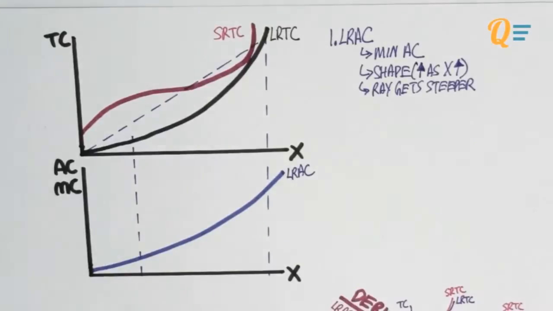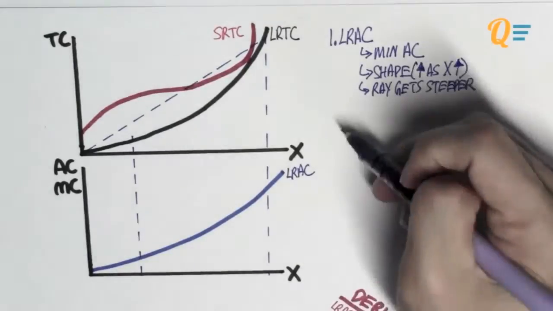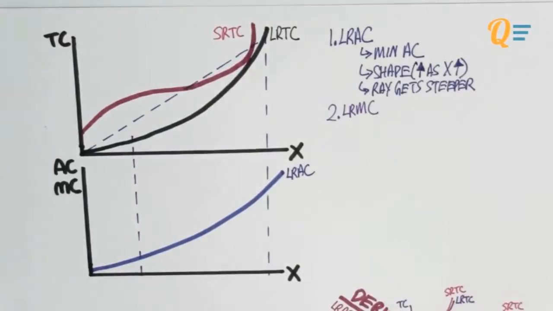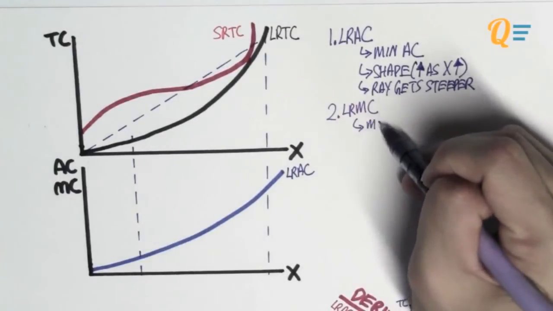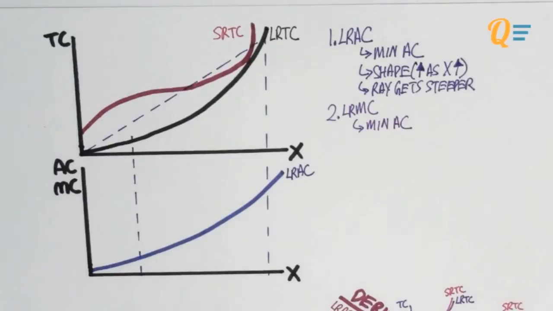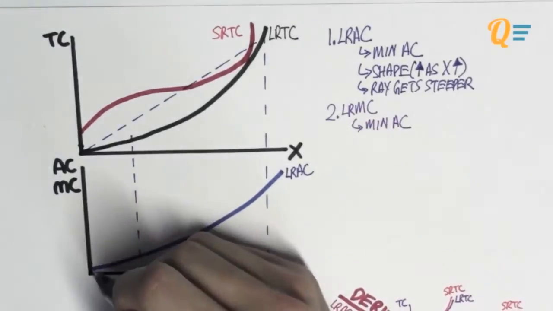So the next thing we're going to do is to find out the LRMC. So we know that LRMC is going to intersect where the minimum average cost is, but in this case, the minimum is simply near the origin, somewhere there. Okay, because that's the lowest point, that's the lowest ray.